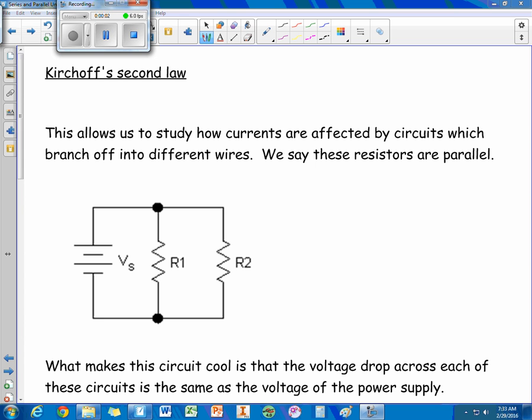This is video 3 for the series and parallel unit. In this one, we're going to talk about Kirchhoff's second law. Now, this one deals with circuits that have parallel resistors, or we can think of branching wires.